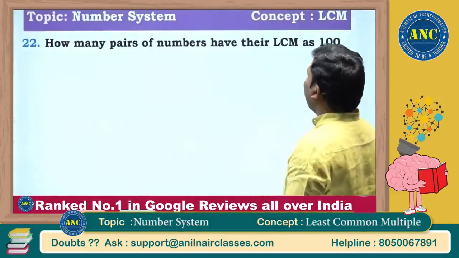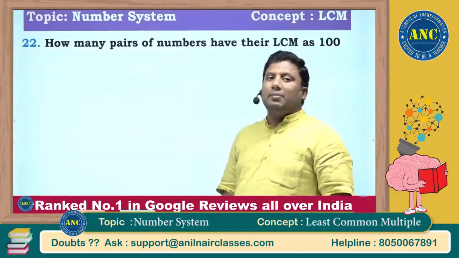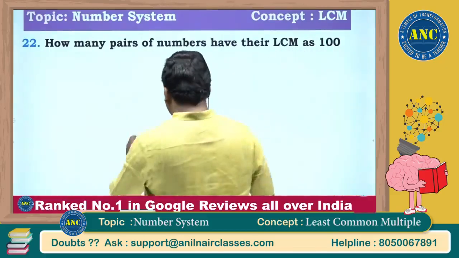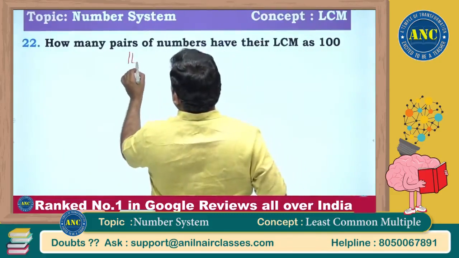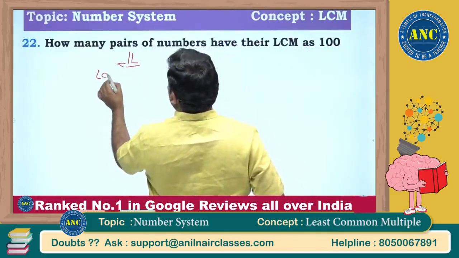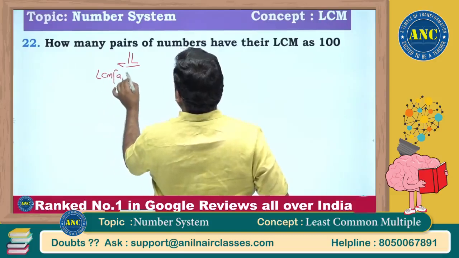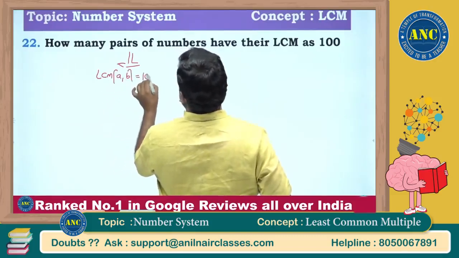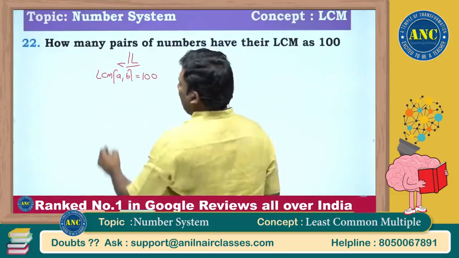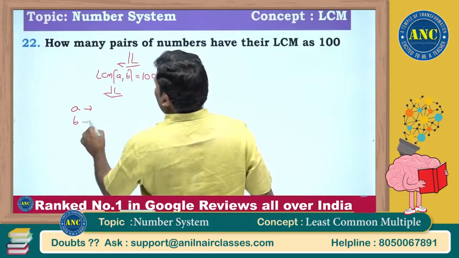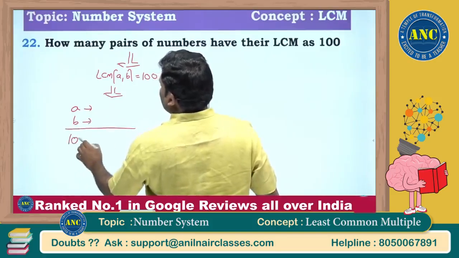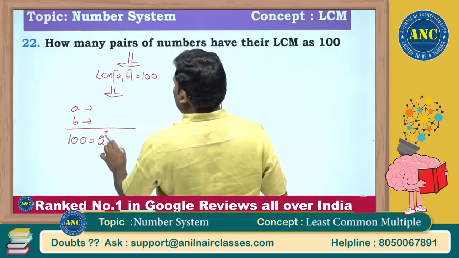How many pairs of numbers have their LCM as 100? Listen carefully. How am I solving this question? It takes hardly less than 20 seconds to solve. LCM of A comma B is 100. First we will do it for ordered pairs. We do not know what A is, and we do not know what B is. But the LCM of A comma B is 100, which is 2 square into 5 square.